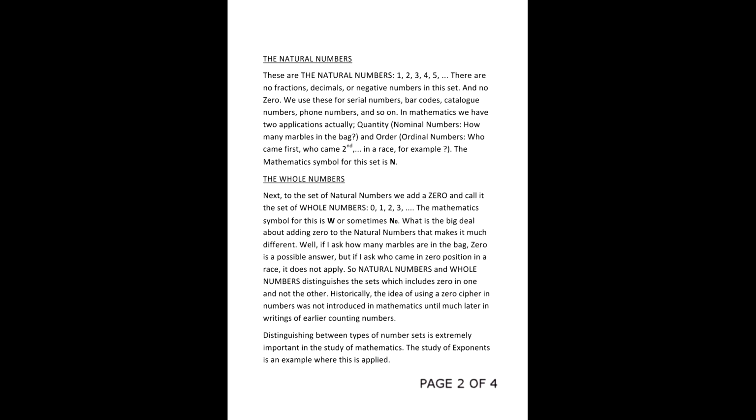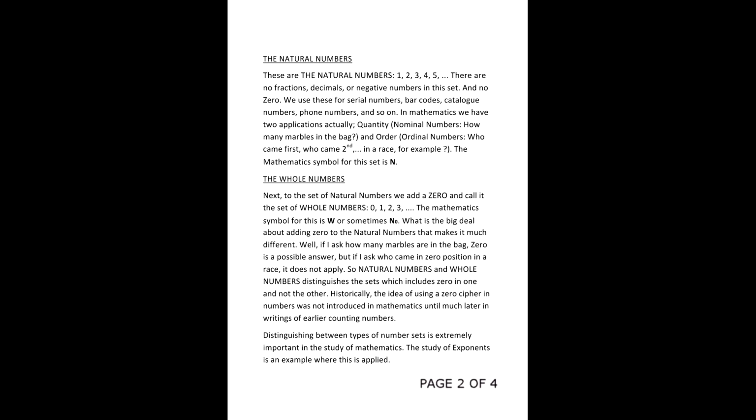Next come the whole numbers. Next to the set of natural numbers, we add a 0 and call it the set of whole numbers: 0, 1, 2, 3, and so on. The mathematics symbol for this is capital W, or sometimes N subscript 0, sometimes even the capital letter Z.